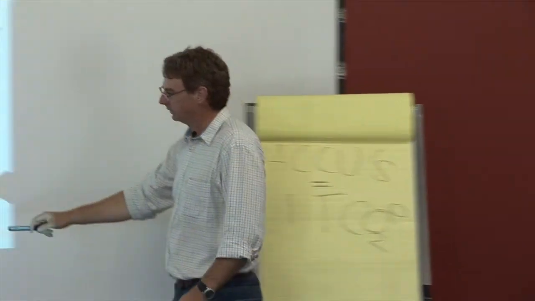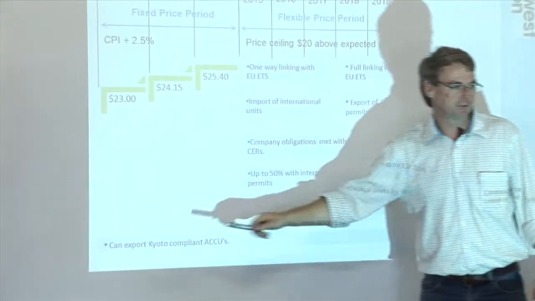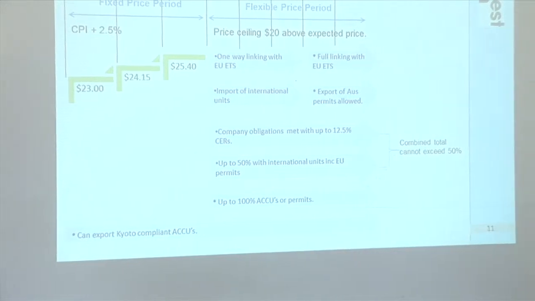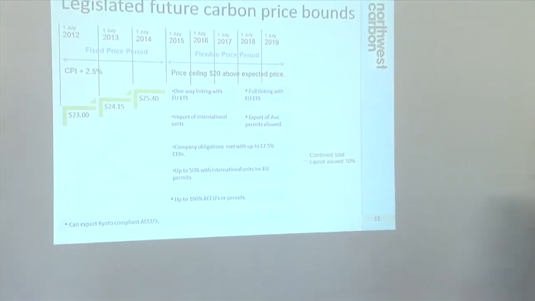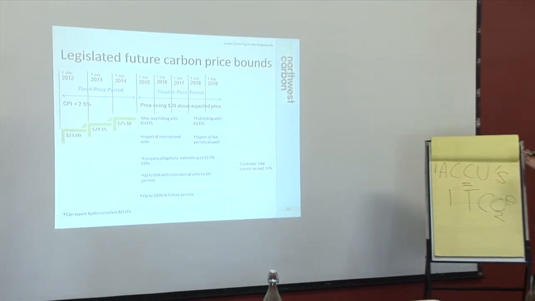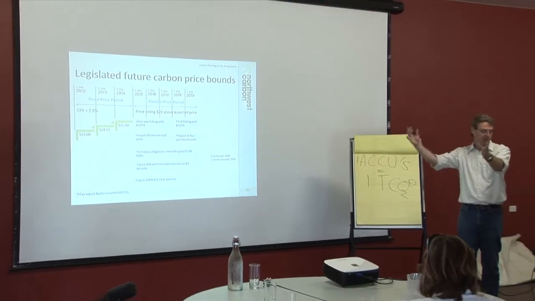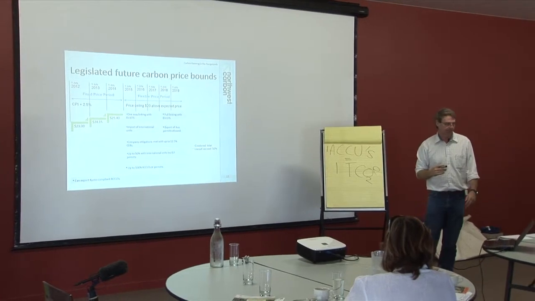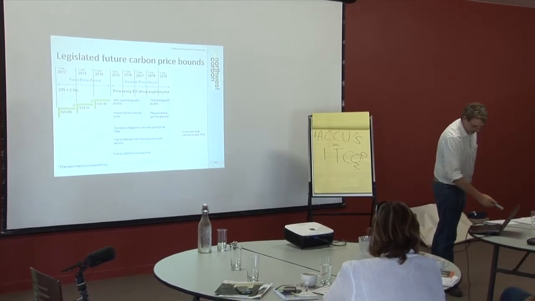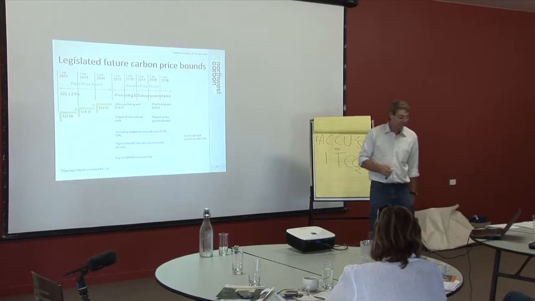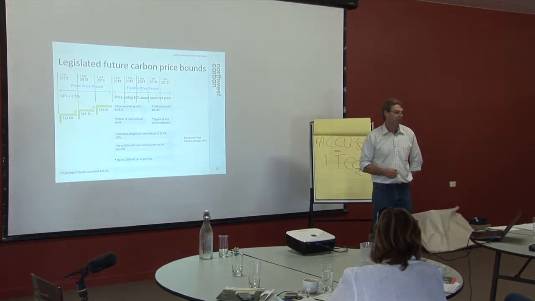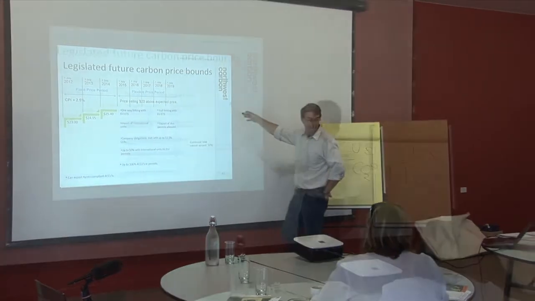Sorry, I'll go back a step. So if they can offset by 5% ACCUs, that means we need 15 to 17.5 million credits to fully fulfil that up to 5% limit. Now, they've worked out, or they estimate, that we'll produce somewhere between 5 and 16 million by 2020. So that's not even on the scale.